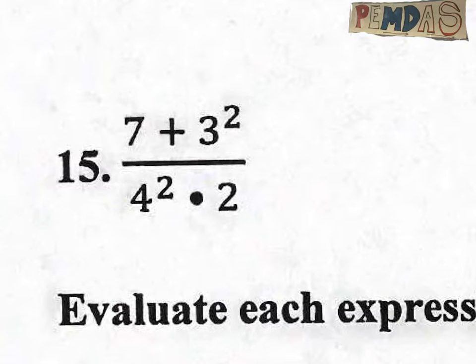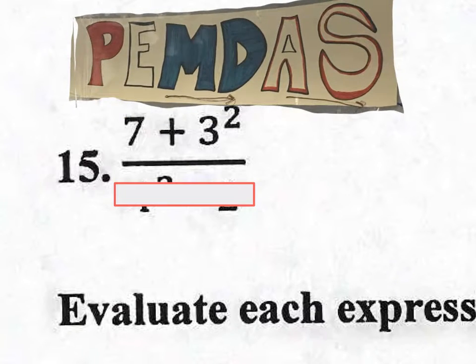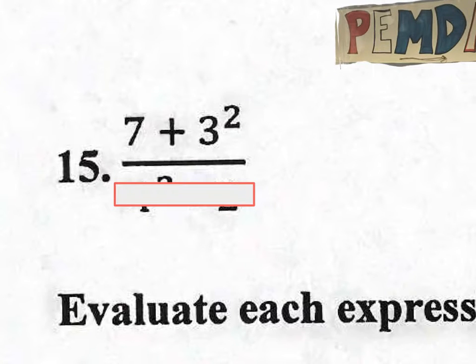Anyhow, let's do number 15. As you can see, I put this little rectangle on the bottom. I'm ignoring the bottom, so I'm just focusing in on the top part. On the top part, I have two operations: there's addition and there's also exponents. So according to PEMDAS, what do I do first? Exponent. Yeah, you're going to do the E before the A, right? Exponents first, then addition.